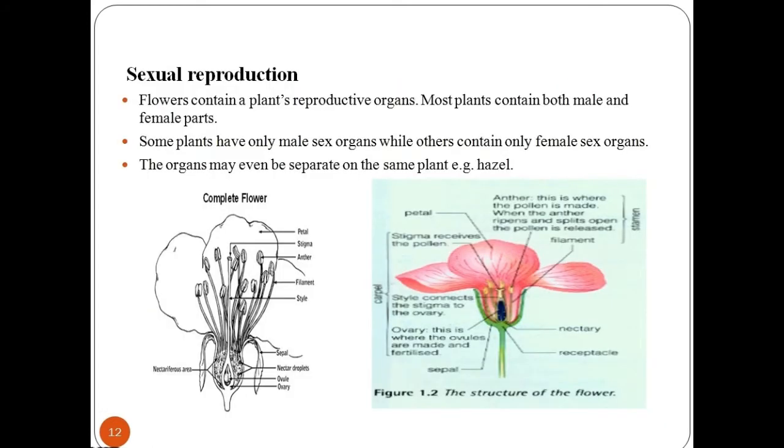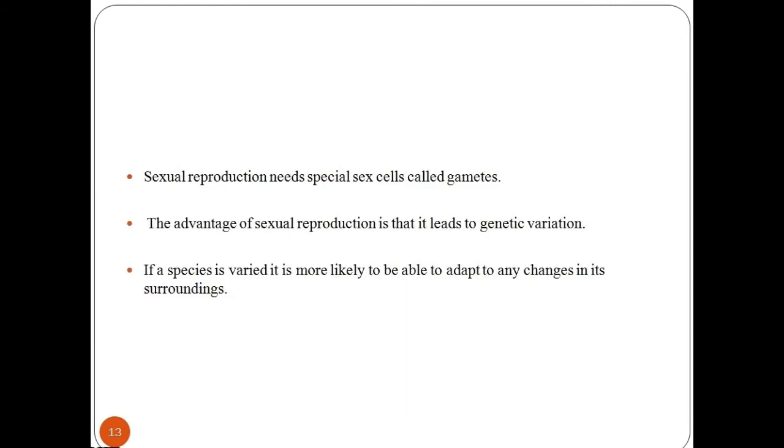Flowers contain a plant's reproductive organs. Most plants contain both male and female organs. Some plants have only male sex organs while others contain only female sex organs. These organs may even be separate on the same plant, for example, hyacinth. Sexual reproduction needs special sex cells called gametes. The advantage of sexual reproduction is that it leads to genetic variation. If a species is varied, it is more likely to be able to adapt to any changes in its surroundings.